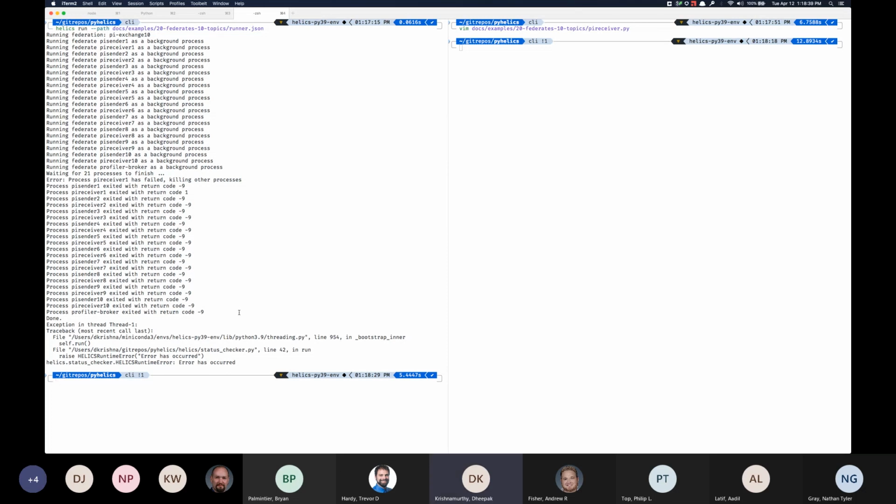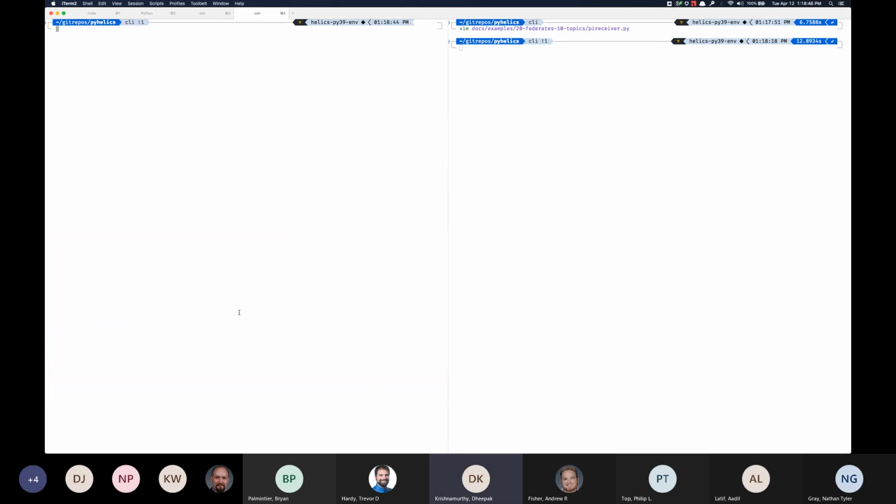There is an option to not kill all the other federates. So if you did want to run even though one of your federates has crashed when you're using the CLI, that's also available.